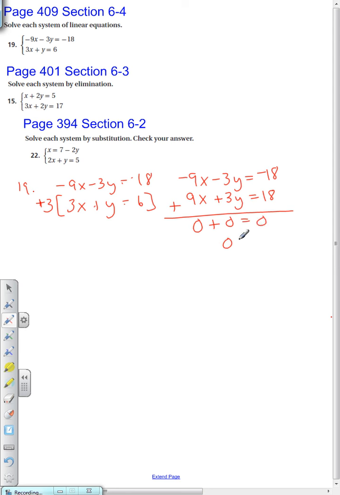Well, that says 0 equals 0. I lost my variable. Well, that's a true statement. That means my answer is infinitely many solutions. If I had come up with a false statement, then I would have said no solution. So I can say infinitely many solutions.